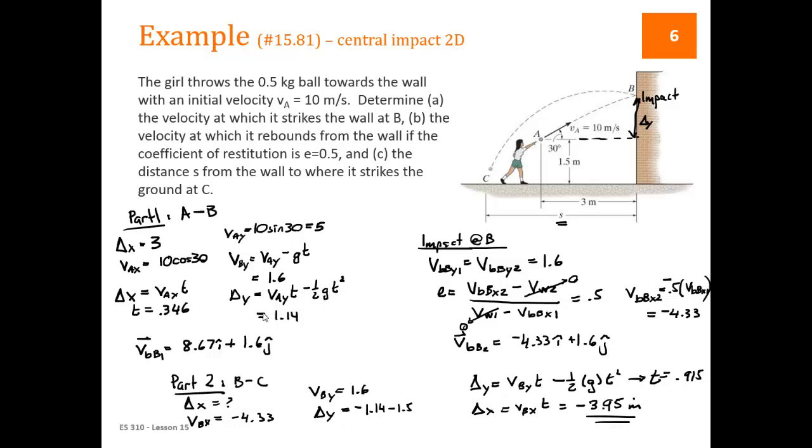So parts 1 and 2 should be familiar to you from the first chapter we did, projectile motion, nothing's changed there. The impact at B is what's changed, and because we have this stationary wall, the only equation we are going to use is the coefficient of restitution, because conservation of momentum doesn't give us any useful information.